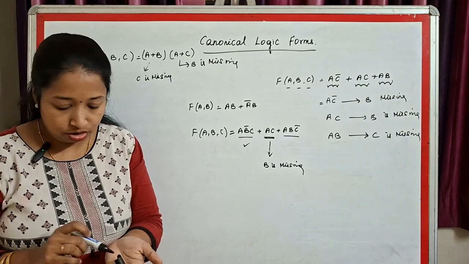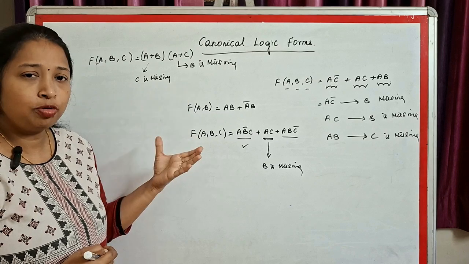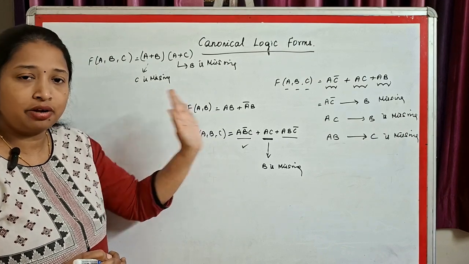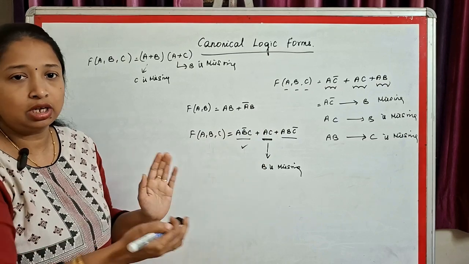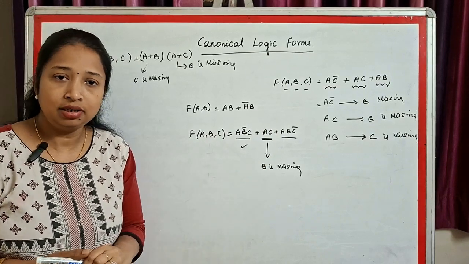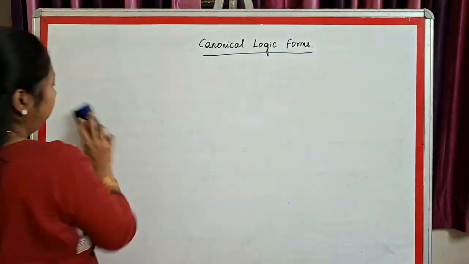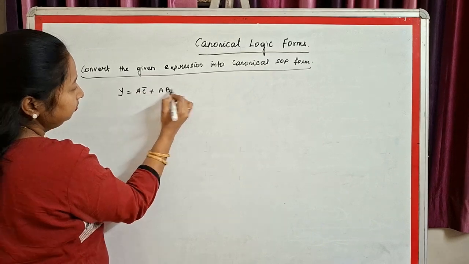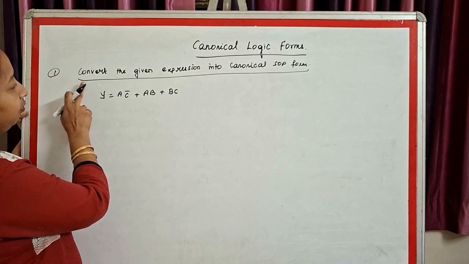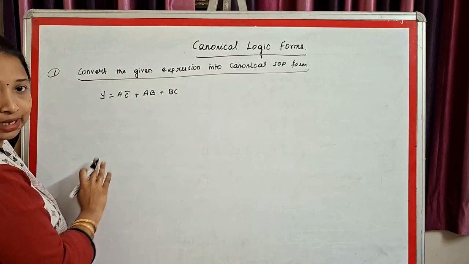Okay, now let's get into the topic. Let's solve a few problems on how to convert a non-canonical standard form into a canonical standard form so that you'll get a better understanding of how this conversion is done. Clear? Your question will be like this. What they've asked you to do is convert the given expression into canonical SOP form.